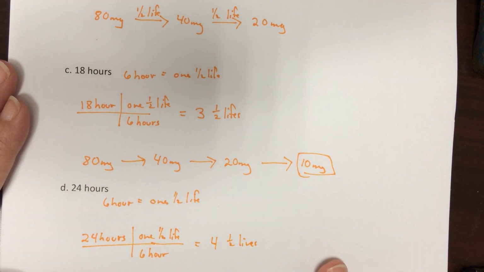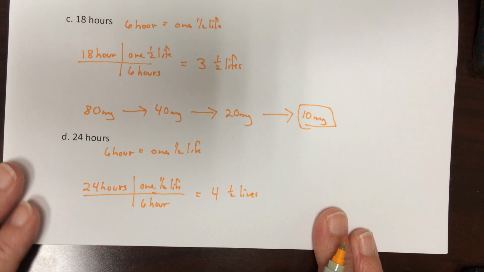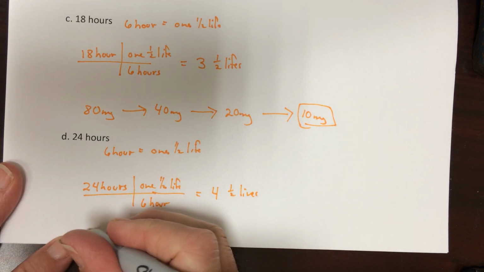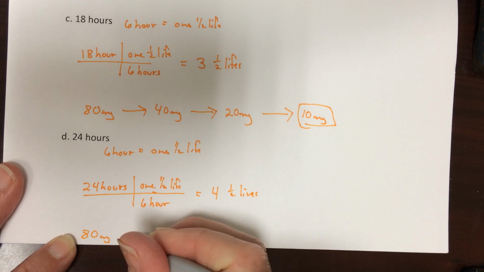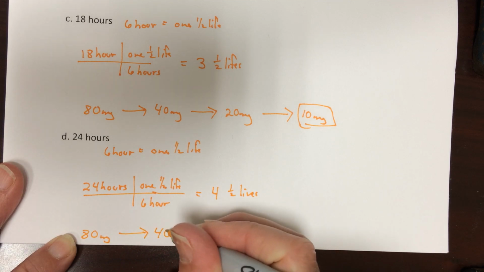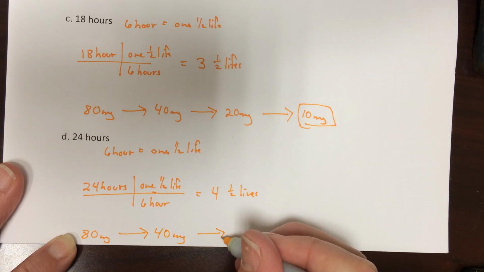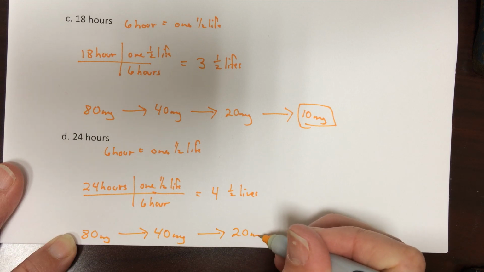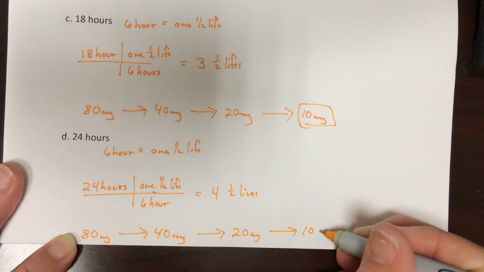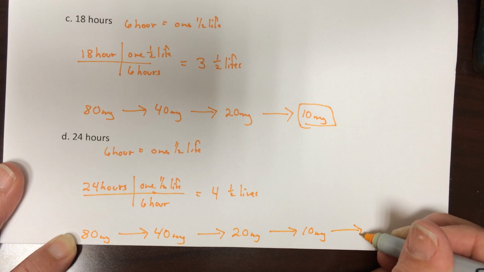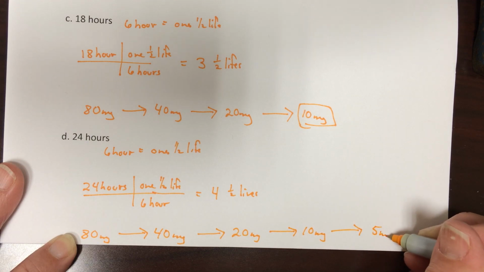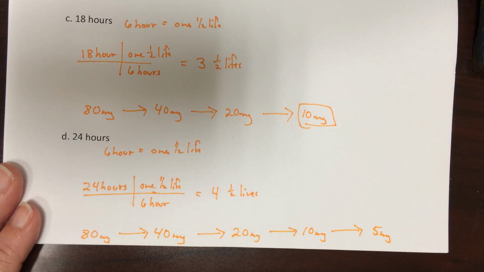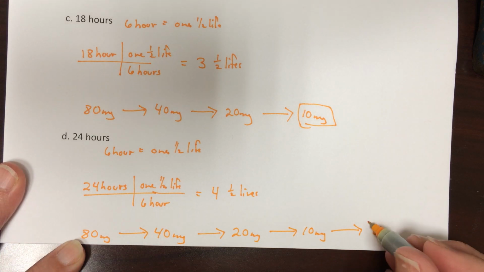I guess we'll start with a B. And we start with 80. Our first half-life takes us to 40. Our second half-life takes us to 20. Our third half-life takes us to 10. And our fourth half-life takes us to 5 milligrams. And that would be our answer.